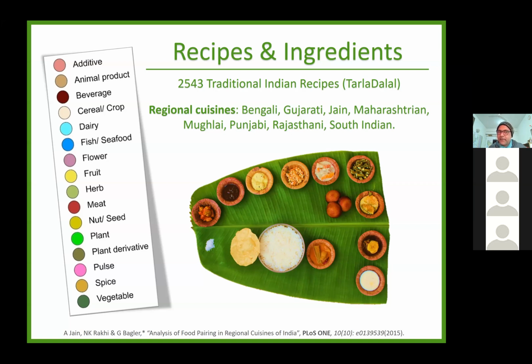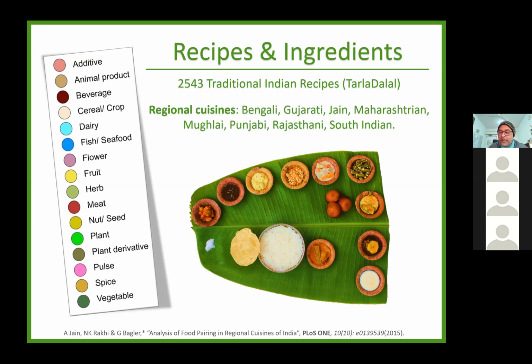They were pulses, spices, vegetables, nuts and seeds, fruits, flowers, fish and seafood, cereal and crops. And ingredient categories were exclusive. Any ingredient would be categorized into one of the exclusive categories. No other category can be tagged with it, for the sake of simplification. And that's the way we compiled the data, the recipes and the ingredients in them.